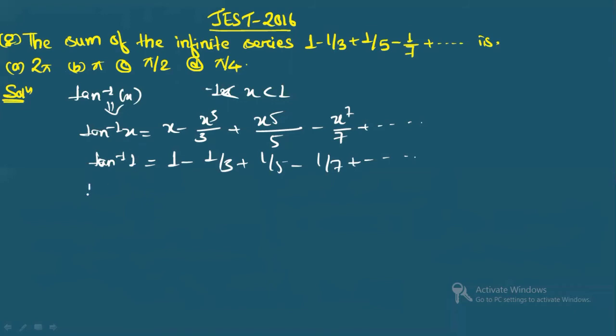Now you see 1 is there. So tan pi by 4 value is what? 1, right? And the series in the right hand side, it will be same. I'm not repeating it.